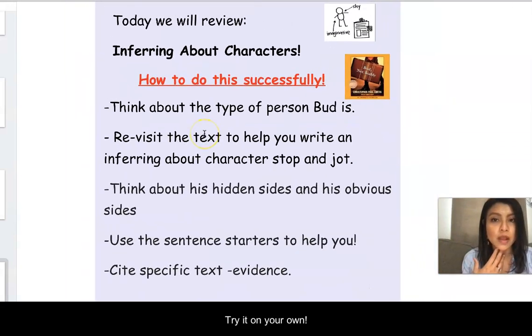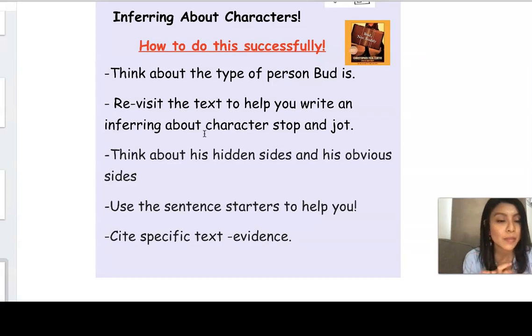So you're going to try this on your own now. Think about the type of person that Bud is. Revisit the text to help you write an inferring about characters stop and jot. And I'm going to have this tool ready for you so you guys can type into the document and use those sentence starters that I showed you. Think about the hidden sides for Bud. What are his hidden sides? What are the obvious sides of him? Use the sentence starters to help you. And do not forget to cite specific text evidence. And of course, it's 2 examples from the text.